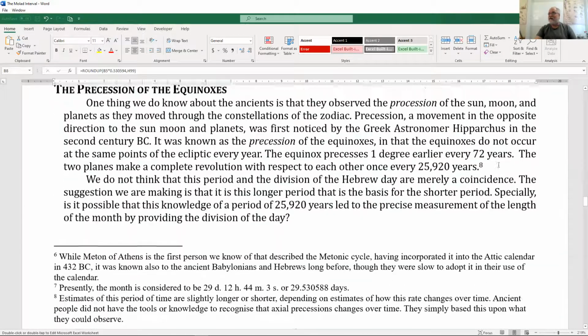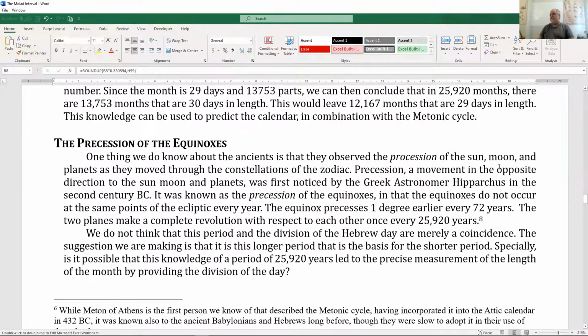So let's look at the precession of the equinoxes. One thing we know about the ancients is that they observed the precession of the sun, moon, and planets as they move through the constellations of the zodiac. So precession there is that they proceed, they move. In which direction do the sun, the moon, the stars, and the planets move in relationship to the stars when we see them moving? Every day they're going to move a little bit. Which direction do they move? The sun, we know which direction it moves. It moves from east to west, right?